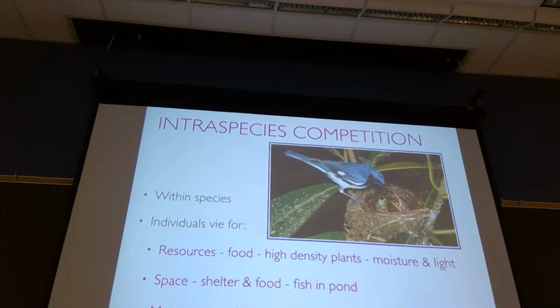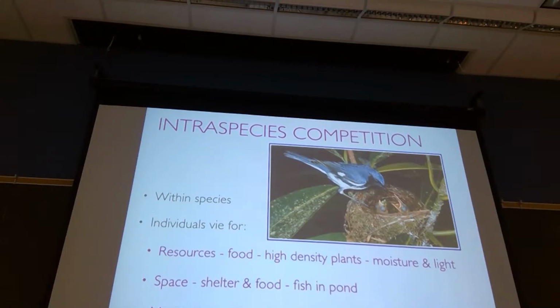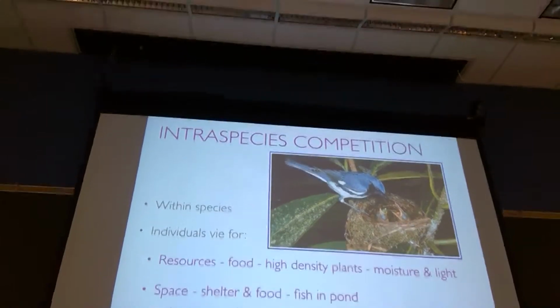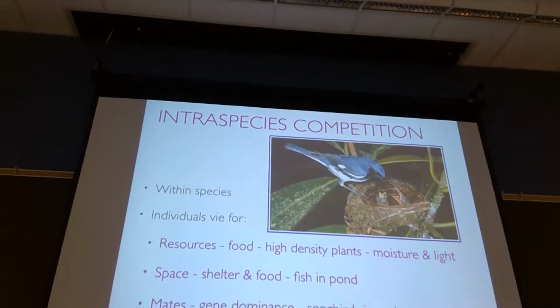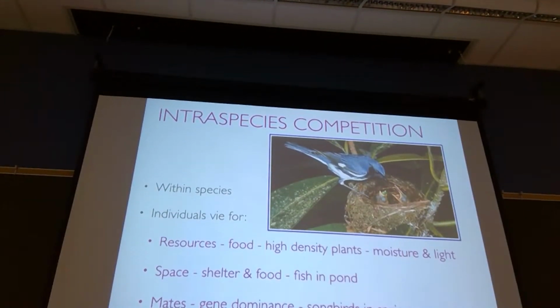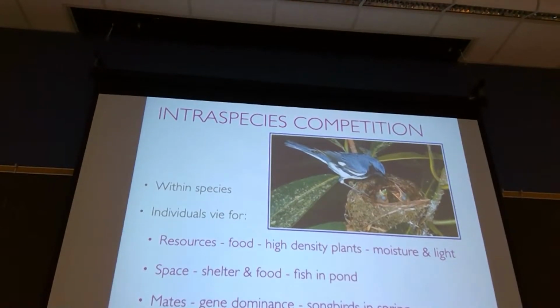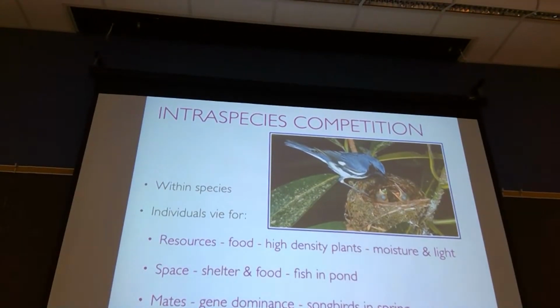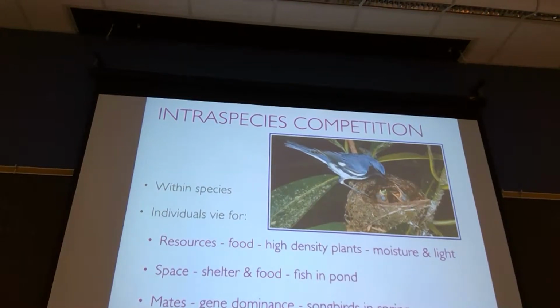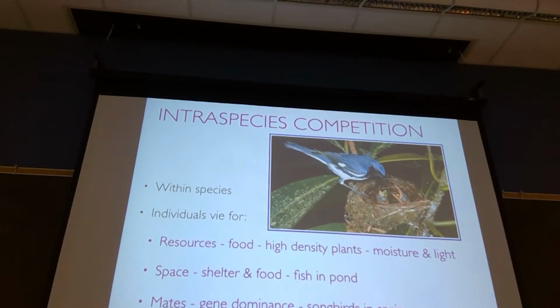Okay. A great example of this are fish in a pond. There is a limited amount of space in that pond in which you can exist as an individual. There is limited space in that pond where you can nest and lay eggs. There's limited space in that pond where you can hide from predators. There is limited space in that pond to provide food resources.